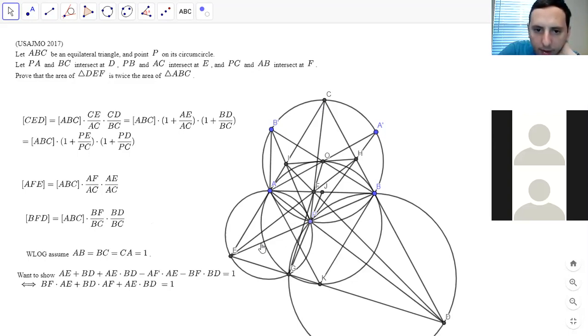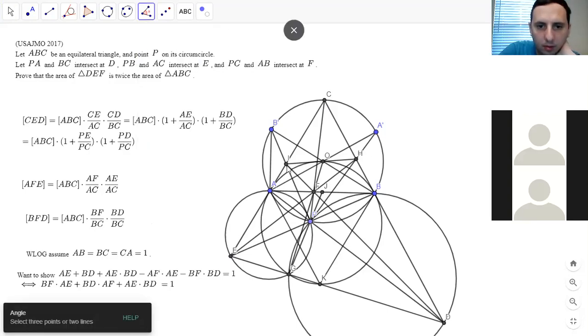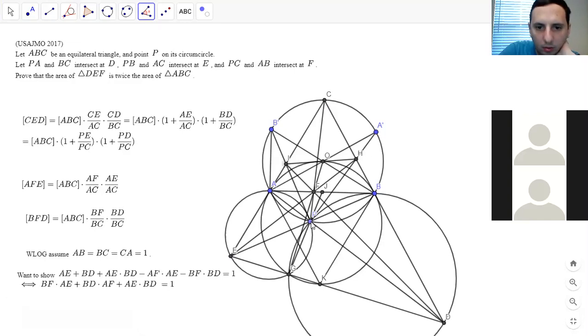Is this a right angle here? Is that so? Yeah. Oh, I didn't realize that. This is a right angle. Okay. Yes. And DB over DC is equal to PB over PC, right? Yeah.